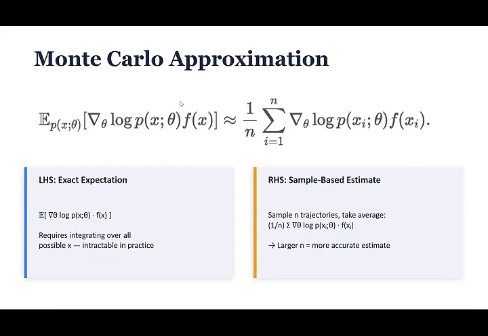And lastly, we have the Monte Carlo approximation. We can say this part is the same as this part, which means we can sample n trajectories. It can be seen as a sample-based estimate, which we will use in PyTorch. And this part requires integrating over all possible x, which is intractable in practice. So this is how it works, and thank you.